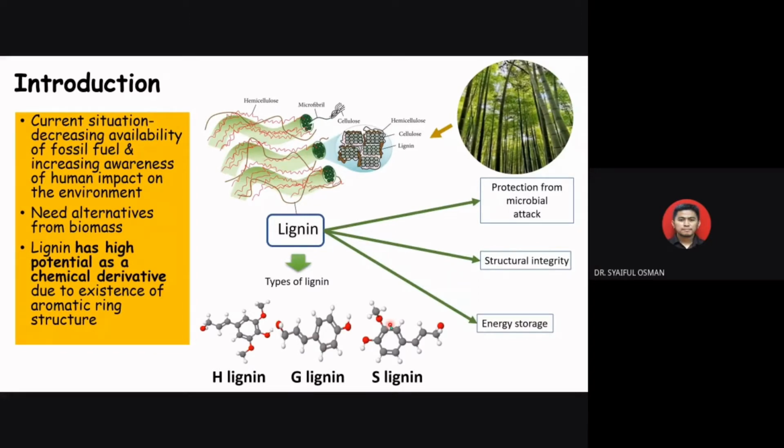S-lignin or syringyl. And within the chemical structure of lignin, there are four chemical functional groups, namely hydroxyl, carboxylic, carbonyl, and methoxyl group. And due to the complex three-dimensional nature of lignin structure, it has remained as one of the most difficult biopolymers to characterize.